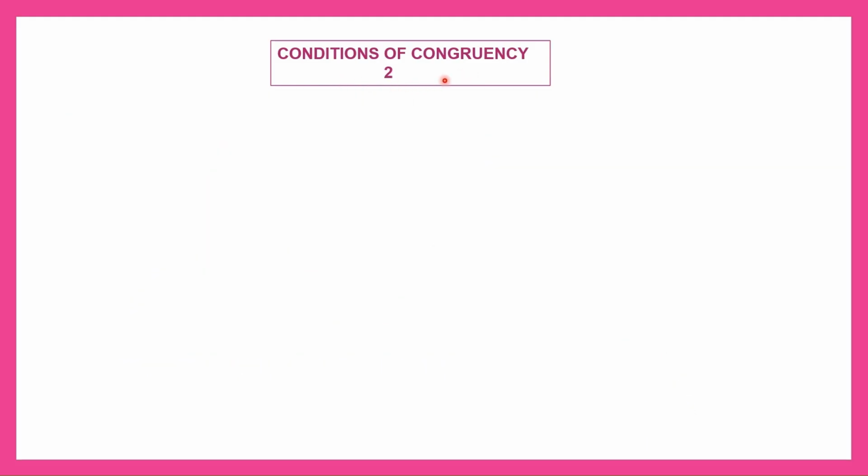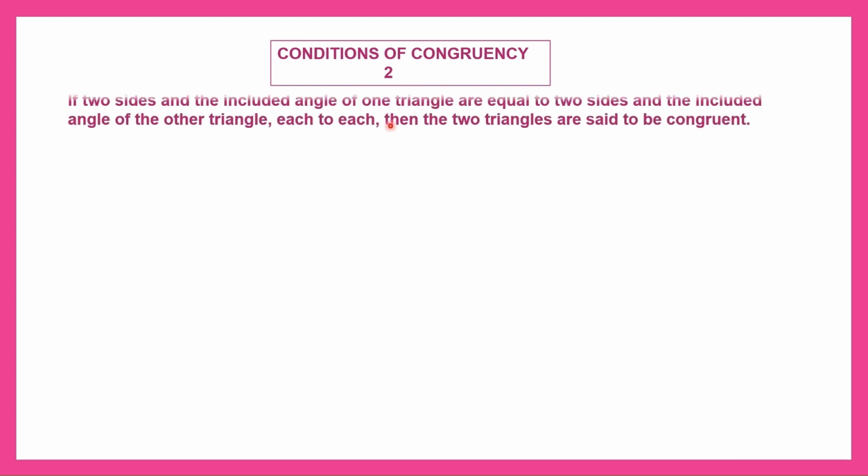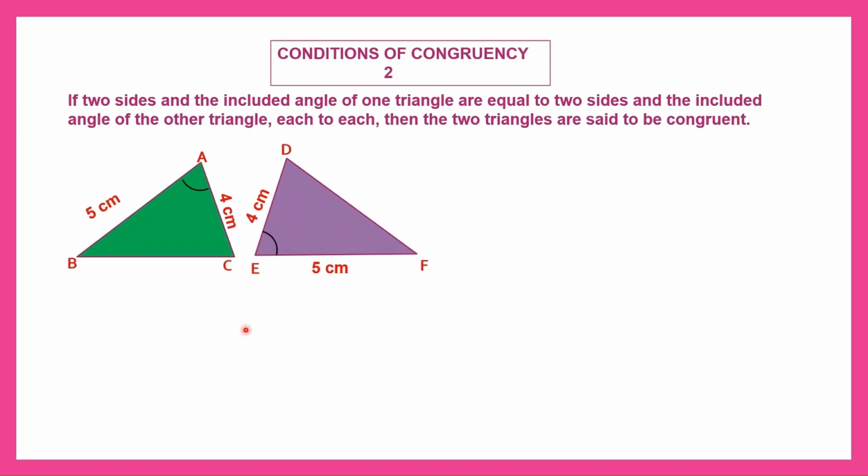Now, the second condition of congruency. Now we're talking only about two sides and the included angle, that means the angle between these two sides. So I'll read that again. If two sides and the included angle of one triangle are equal to two sides and the included angle of the other triangle, again each to each, that means coinciding, then the two triangles are said to be congruent.